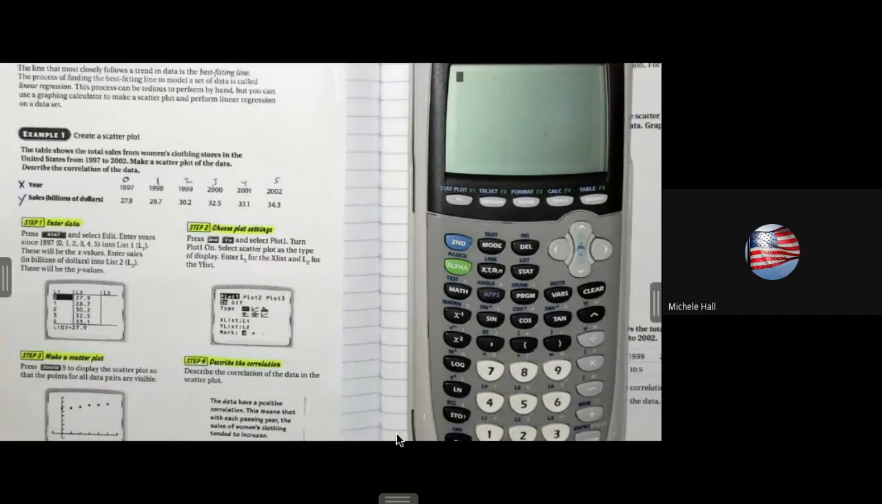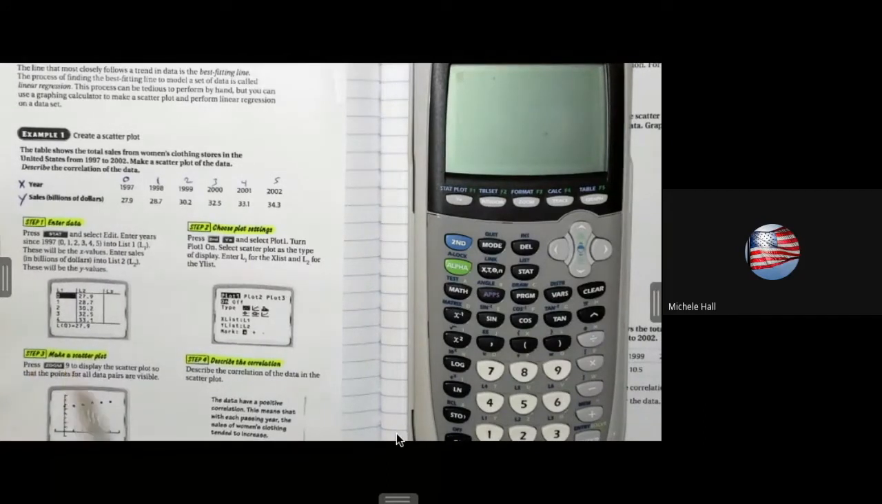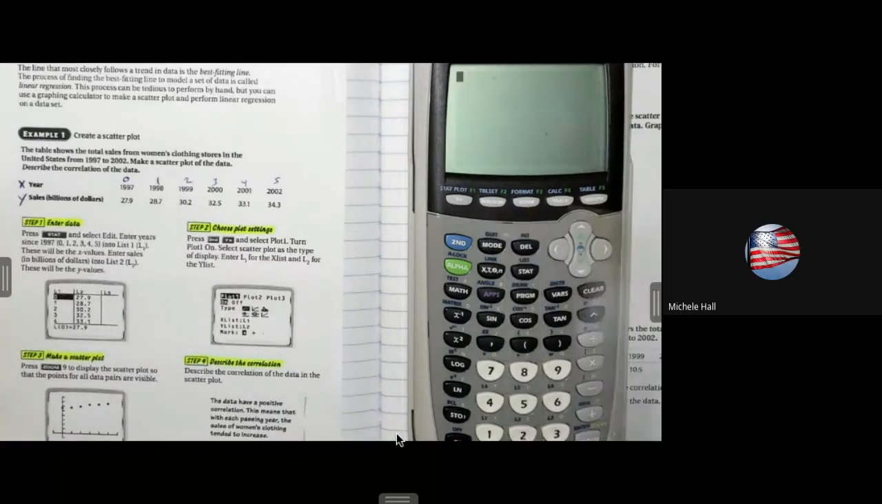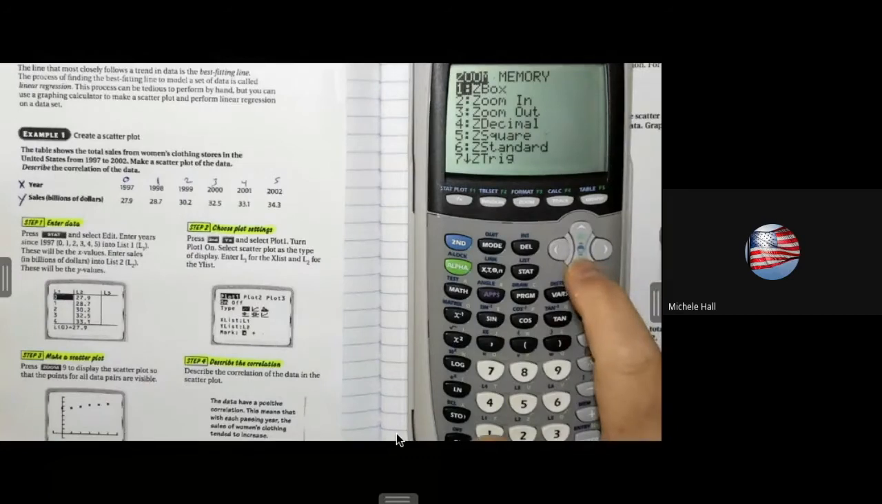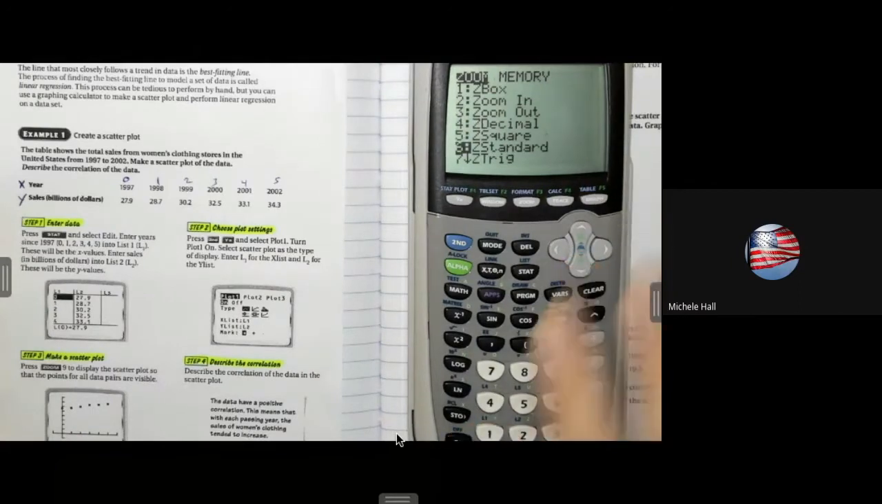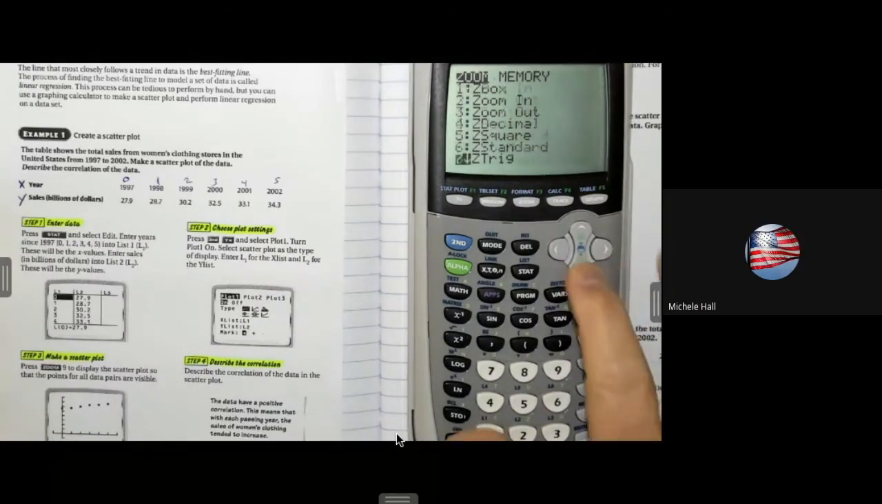Step 3 says now we're going to make a scatter plot of our data. What is our data going to look like? So what does it say to do? It says to press Zoom 9. Here's Zoom. So we're going to press Zoom. And these are all the different ones you can zoom in. You can zoom out. You can do a standard 10 by 10. That's what the standard means. It's a 10 by 10 grid. But it says to do number 9.